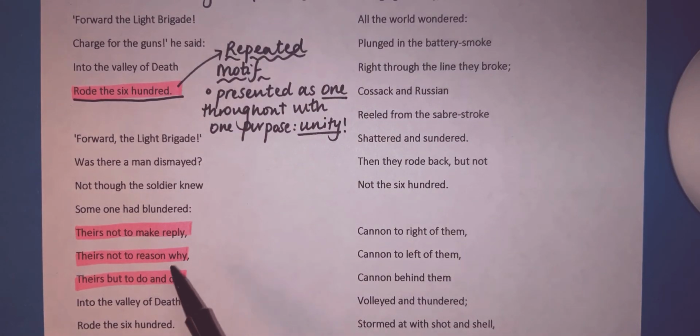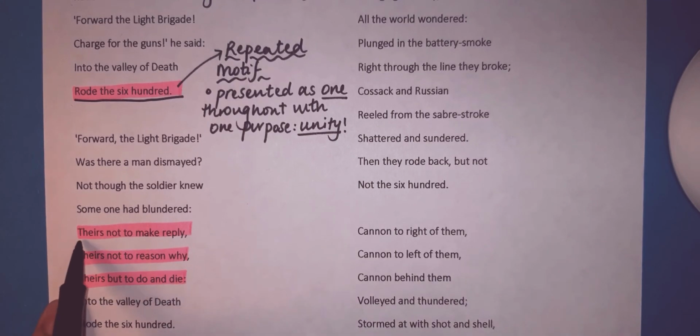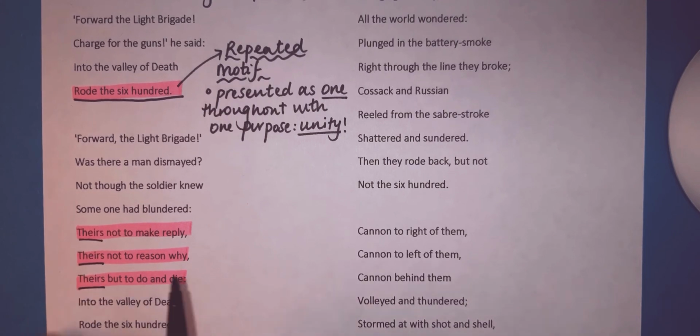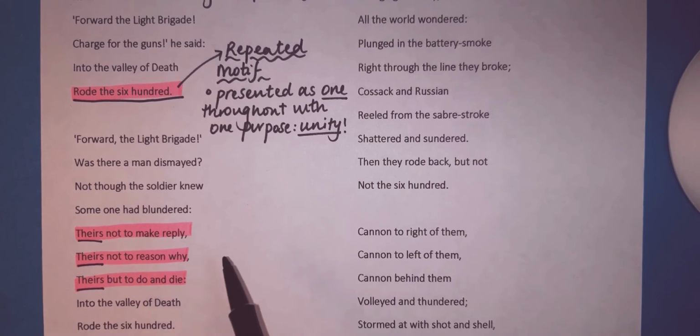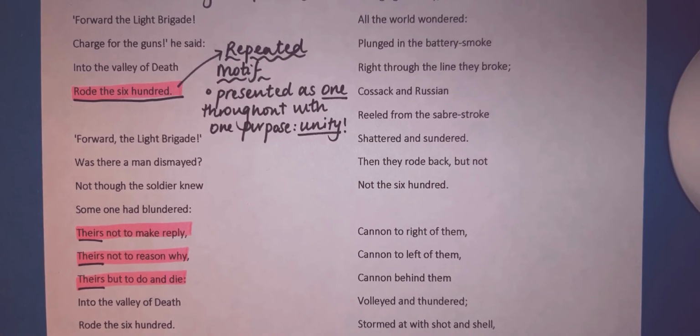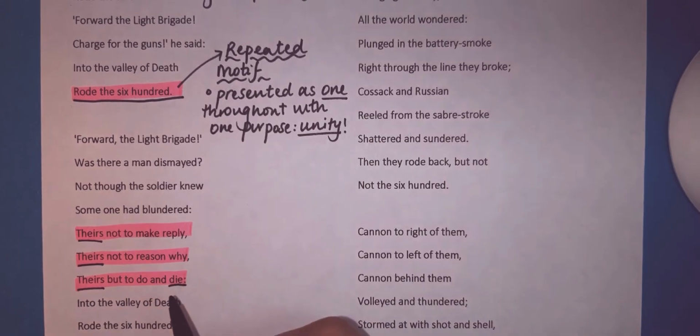I've highlighted 3 lines of this stanza, but you can use all of this so we can see that there's repetition here of "theirs". And it portrays, "Theirs not to make reply, theirs not to reason why, theirs but to do and die." So it's portraying the obedience of the soldiers. So they had to do and die, so they had to die, they had no choice.